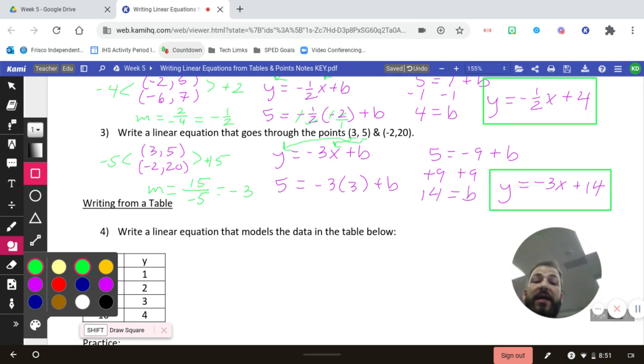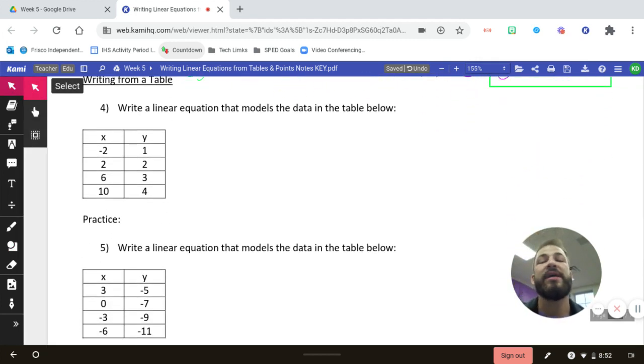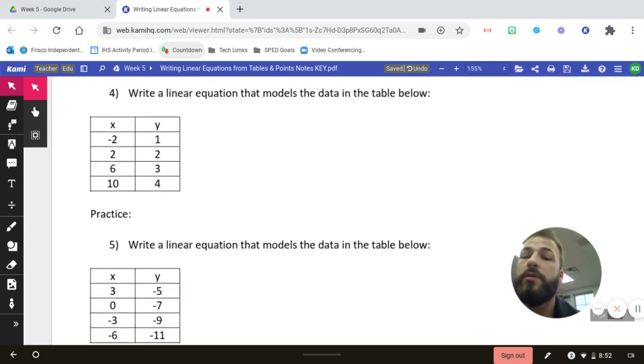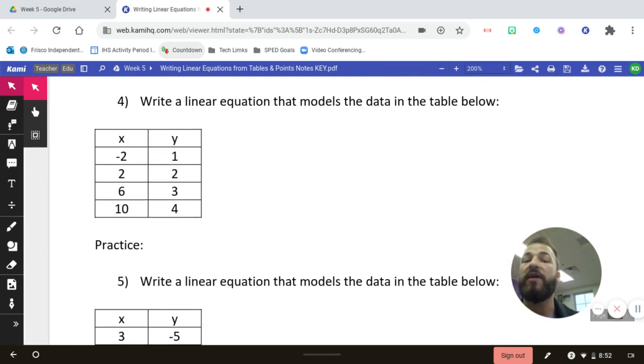Now our second set is writing a linear equation from a table. So one thing to keep in mind about a table is that a table is really just like 2 points, but it's like a whole bunch of points all listed up in a row. Okay, so if I have a table, the one below, with x values negative 2, 2, 6, and 10, and then the y values 1, 2, 3, and 4.